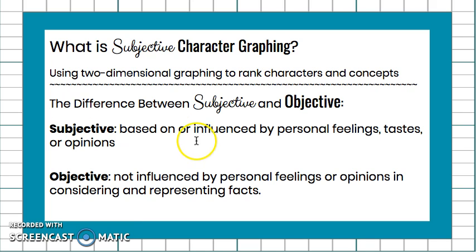Subjective means based on or influenced by personal feelings, tastes, or opinions. And objective means not influenced by personal feelings or opinions in considering and representing facts. So subjective can be based on your opinion. Objective is just strict facts.